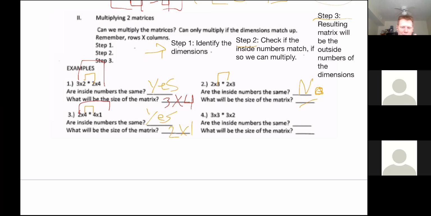What about the next one? Are the inside numbers the same? Yeah, they are. So what would the size of our answer matrix be? 3 by 2. It'd be a 3 by 2, looking at those outside numbers. So that's going to be kind of our first step when we're multiplying.